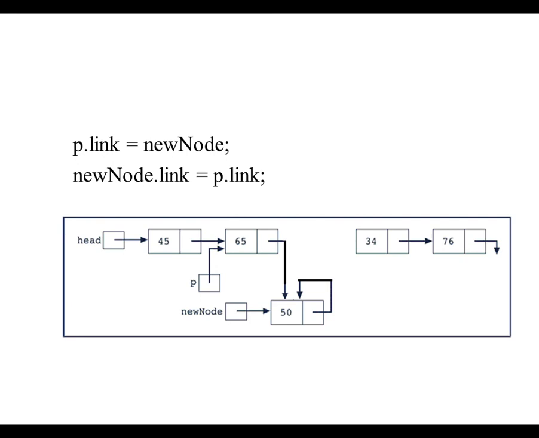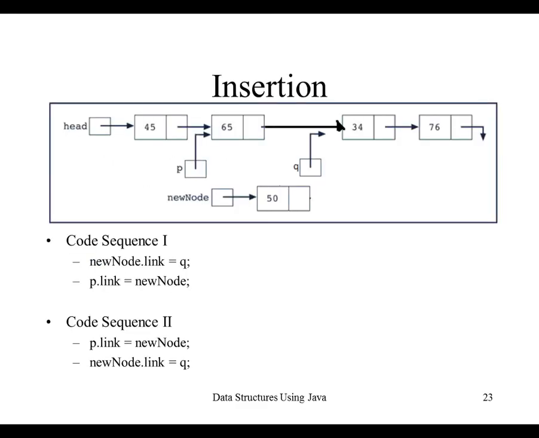Using two reference variables, we can simplify the insertion code somewhat. Suppose q points to the node with info 34 as shown in this figure. The following statements insert newNode between p and q. newNode.link equals q, p.link equals newNode. The order in which these statements execute does not matter. To illustrate this, suppose that we execute the statements in the following order.